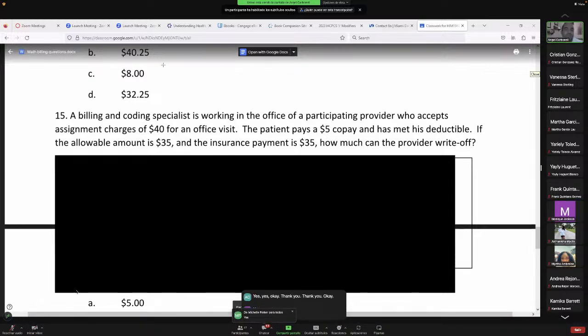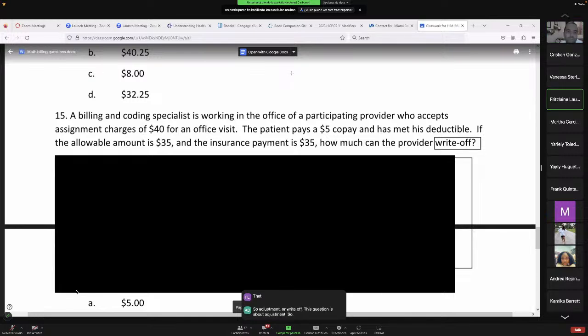Okay, here it says a billing and coding specialist working for the office of a participating provider who accepts assignment charges of $40 for an office visit. The patient pays a $5 copay and has met his deductible. If the allowable amount is $35 and the insurance payment is $35, how much can the provider write off? So the section that says write-off, it's the same as an adjustment. So adjustment or write-off. This question is about adjustment.